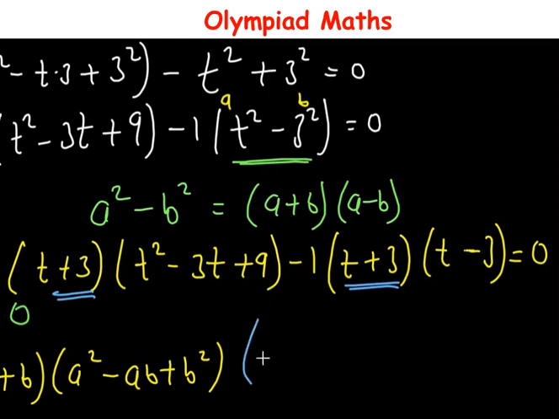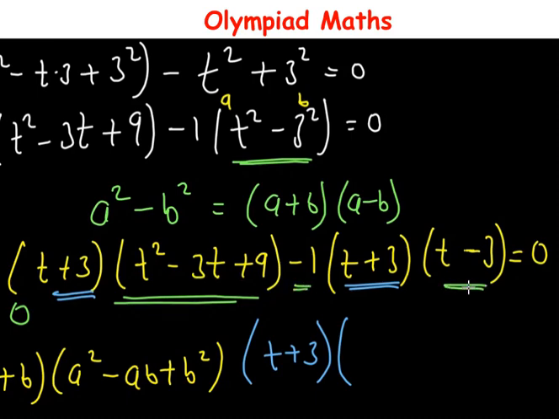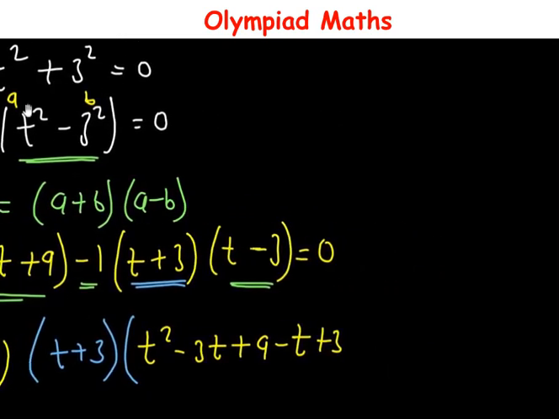This becomes in brackets t plus 3. Then what you are left with is t squared minus 3t plus 9, then minus 1 times (t minus 3). So we have t squared minus 3t plus 9, then minus 1 times t is minus t, minus 1 times minus 3 is plus 3. All of this is then equal to 0.